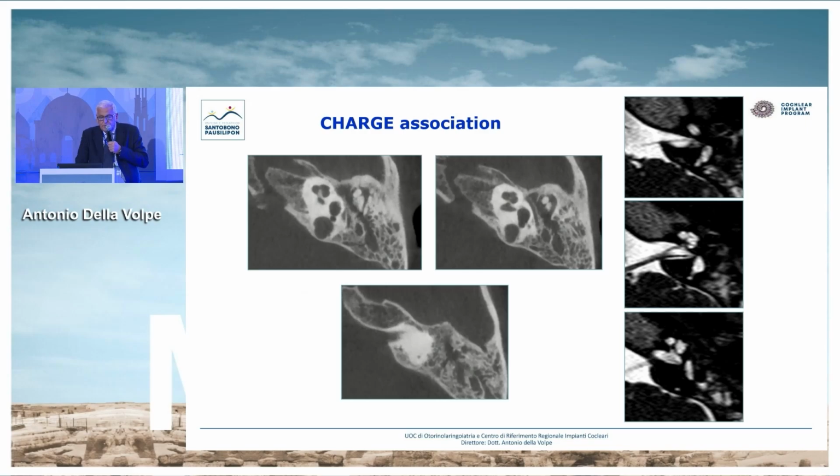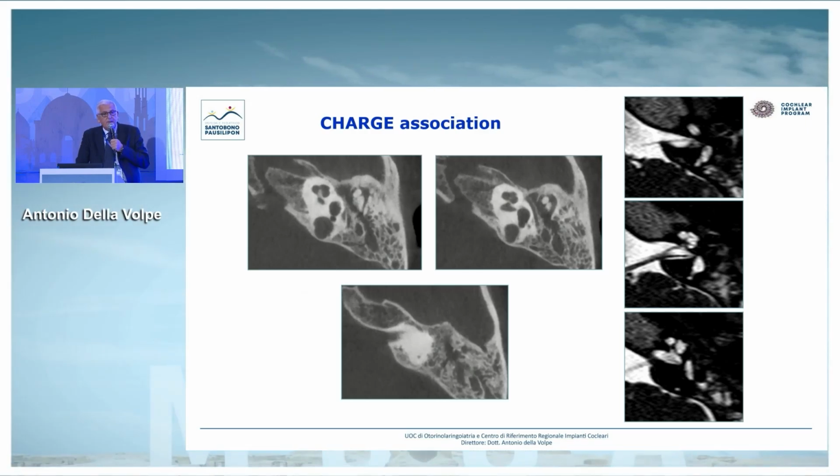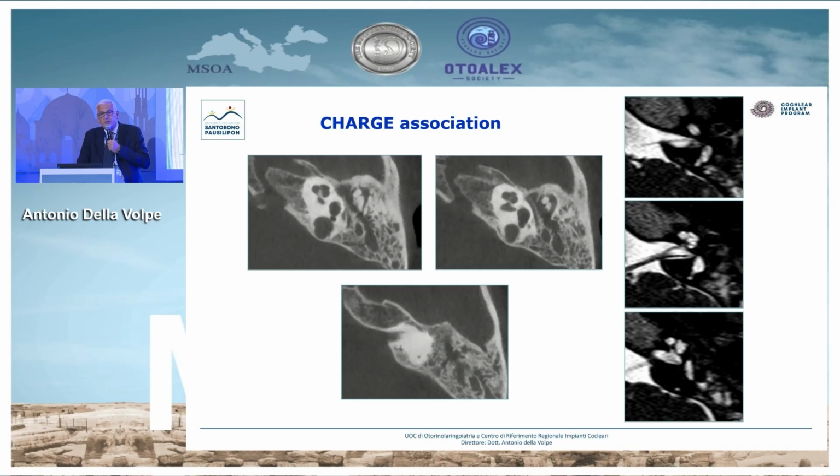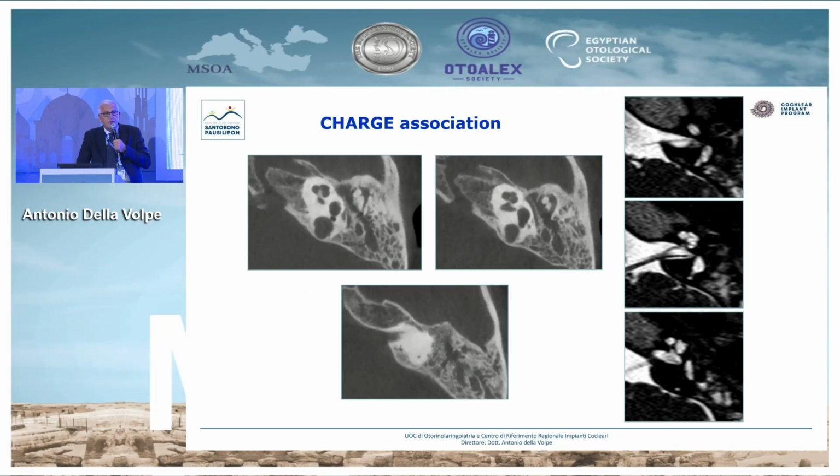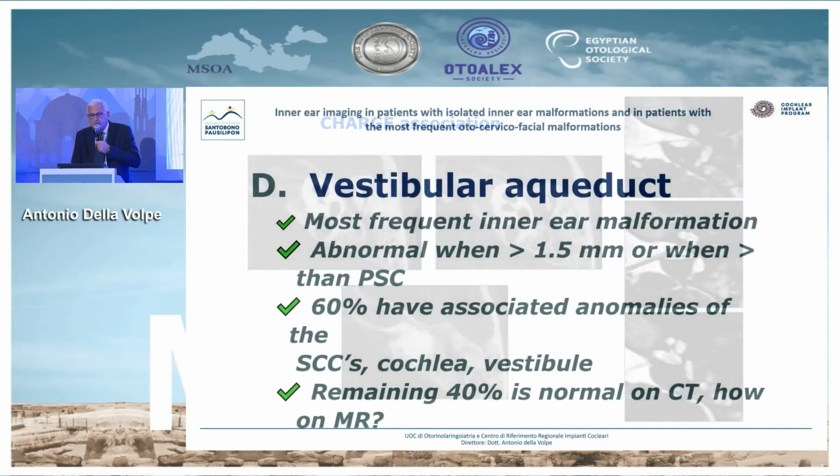The CHARGE association is a malformation. You know, sometimes we have aplasia of the semicircular canal. In this case, sometimes there is the absence of the lateral semicircular canal, so during the surgery you don't have any normal anatomy, so it's a challenge for the surgeon.